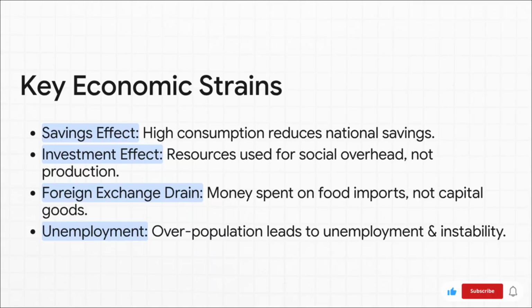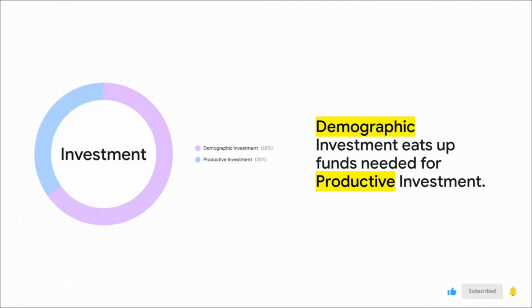Let me show you what I mean. Take a look at this. A huge slice of a country's investment, we're talking maybe 65% or even more, gets eaten up by what we call demographic investment. That's just building more schools, more hospitals, more houses, just to keep up with all the new people. That leaves way less money for productive investment. You know, the stuff like new factories and tech that actually makes a country richer.